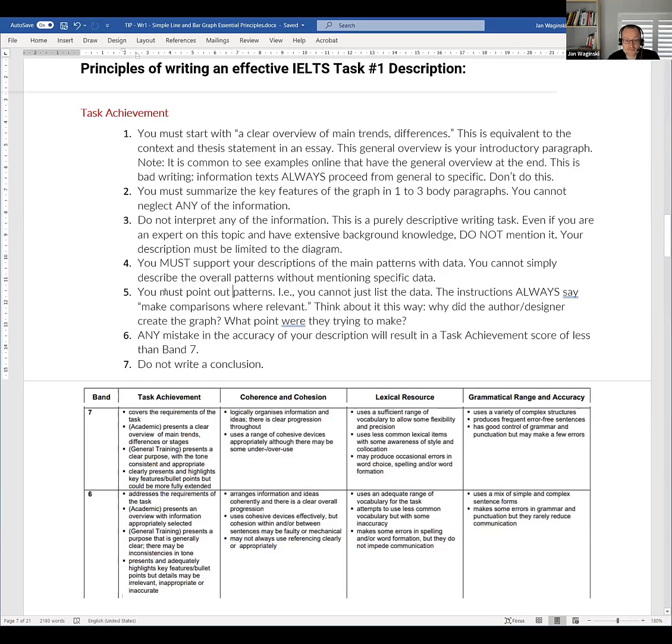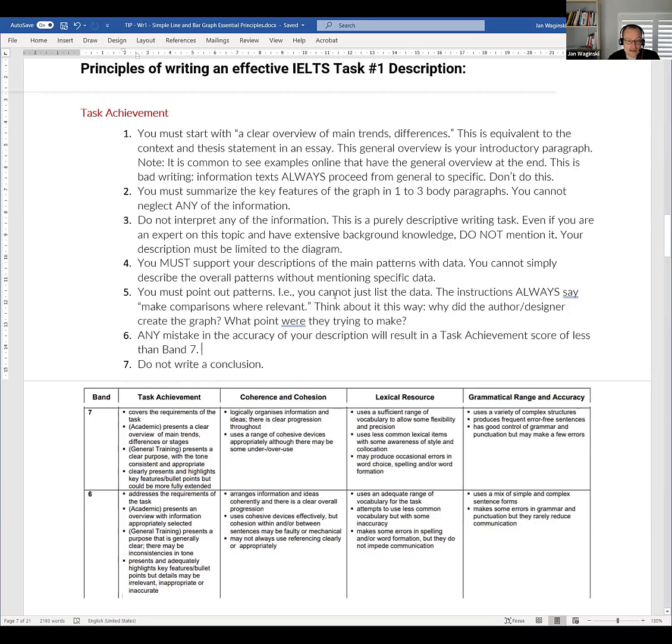The other thing is you have to point out patterns. The instructions always say, make comparisons where relevant. So they don't want you to just summarize the numbers from left to right in a graph. Nobody wants to read that. That's why the person created the graph in the first place. So how to find these patterns is you have to simply ask yourself, why did the author or designer create the graph? What point were they trying to make? And we'll take a look at that throughout the day in a few examples.